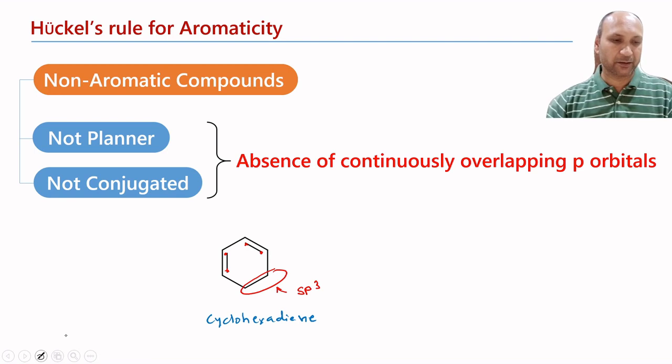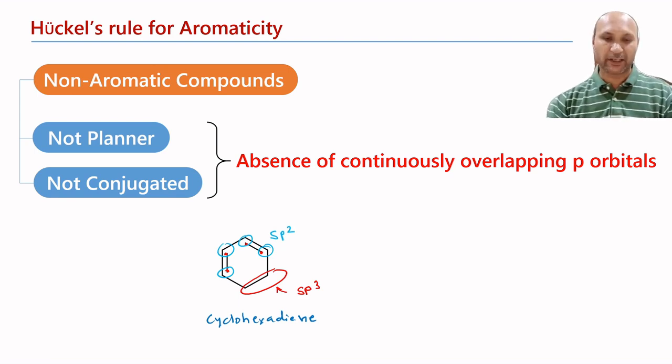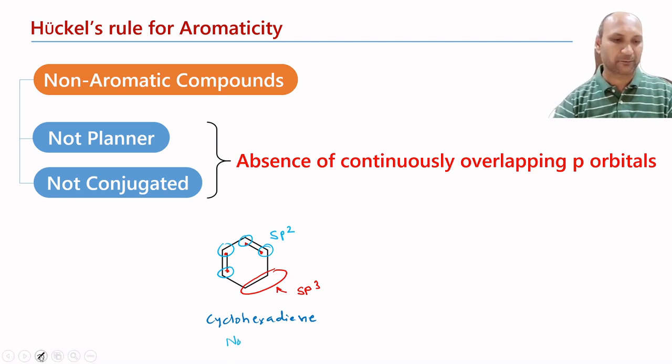Now we are already familiar that the carbons containing these pi bonds would be sp2 hybridized, and this was a mandatory condition for aromaticity. So in that case cyclohexadiene will be non-aromatic. So cyclohexadiene would be non-aromatic in nature.